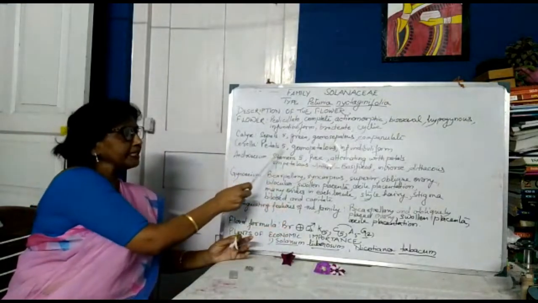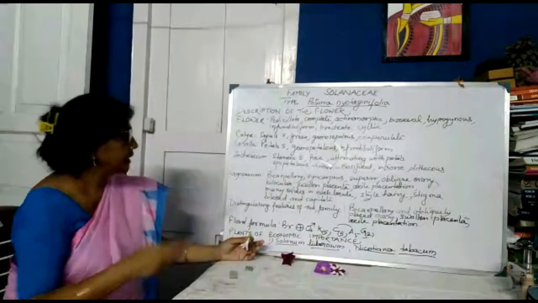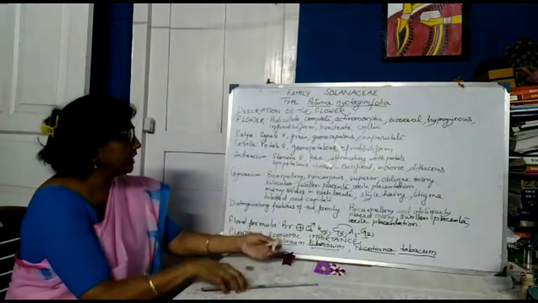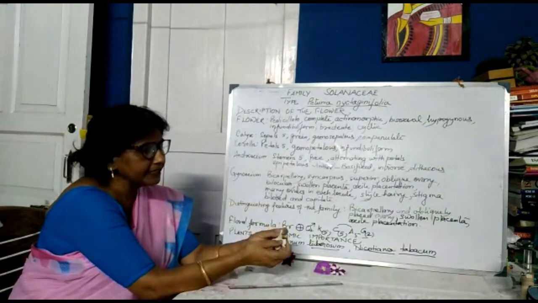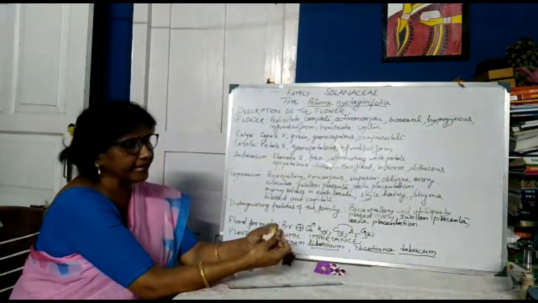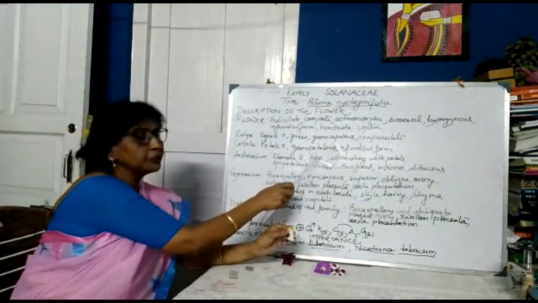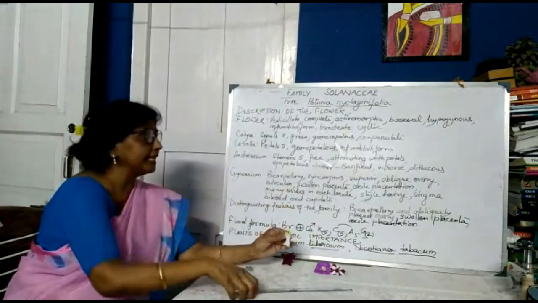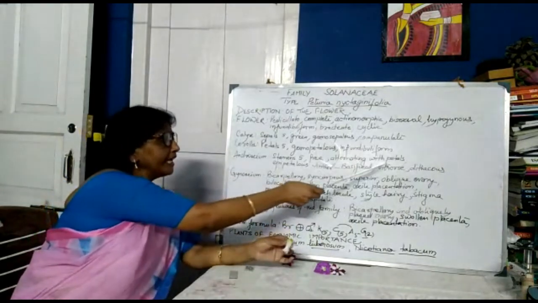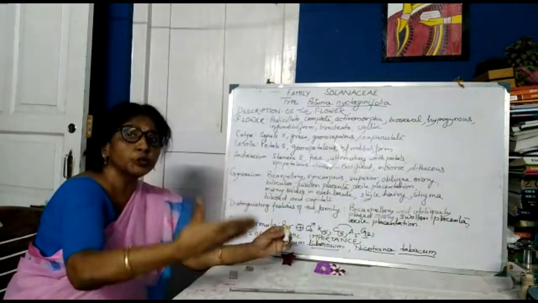Then corolla, petals 5, gamopetalous, infundibuliform. Then androecium, that is stamens 5. If you open the flower, then we can see 5 stamens inside. The 5 stamens are free, that is called polyandrous. Stamens are free from each other, polyandrous, alternating with petals, epipetalous. That means the stamens are attached to petals.